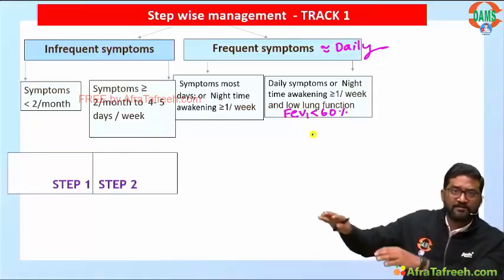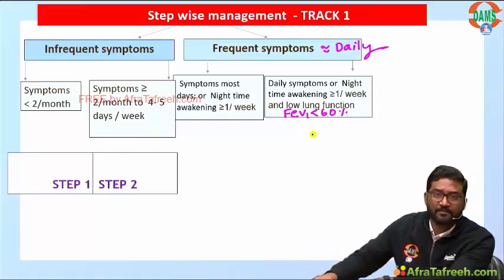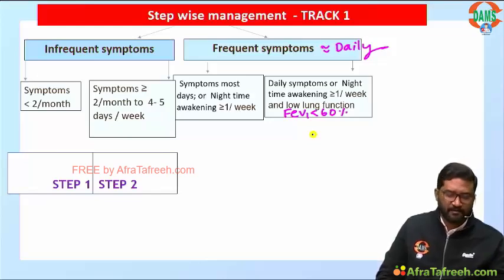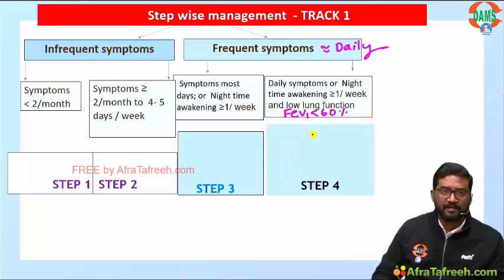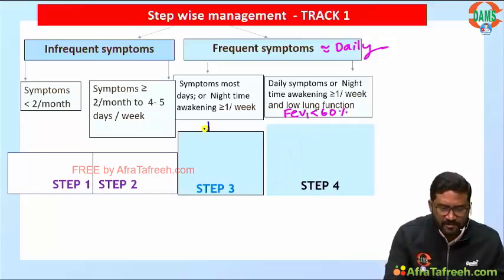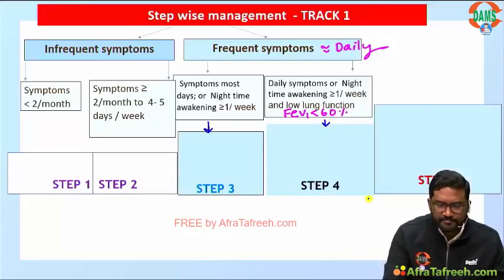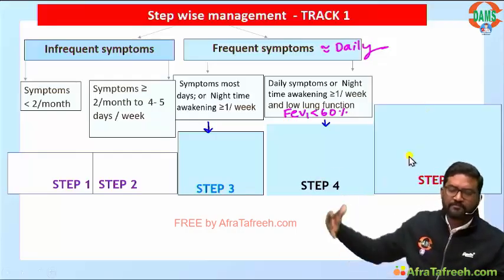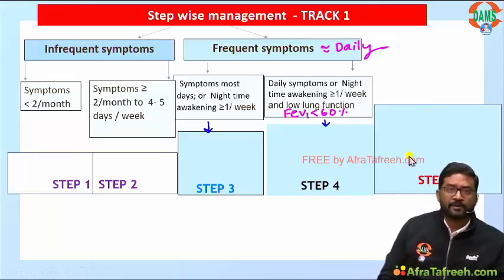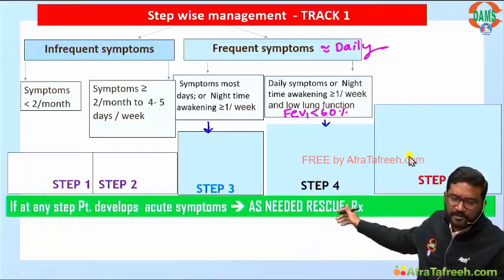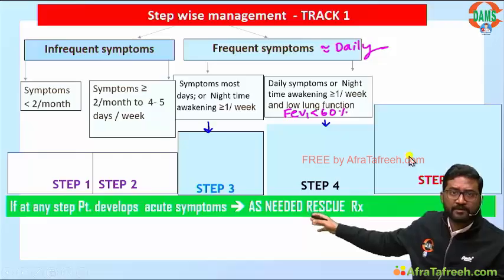Now according to patient symptoms, we are going to adjust the treatment. So if patient is having less symptoms, lesser step of treatment. If patient is having more symptoms, higher step of treatment. How I am going to adjust? Now see here, for this we give step 3, this step 4, and beyond that we generally give step 5. So at any step, if there are acute symptoms, we give as needed rescue medication.